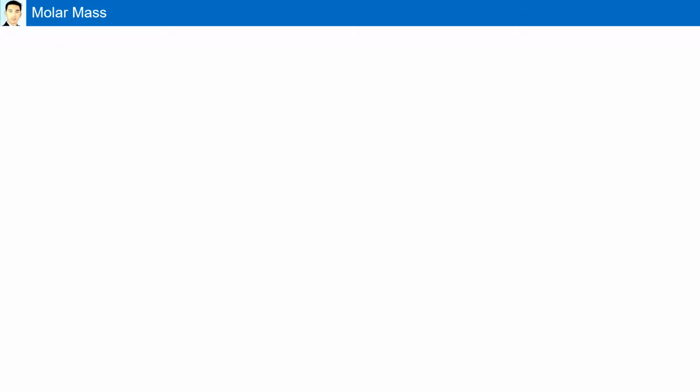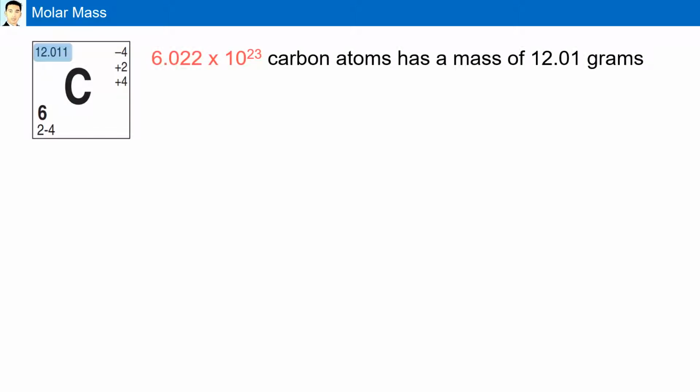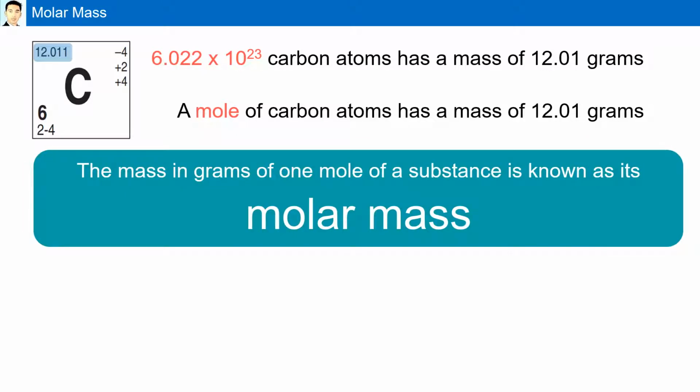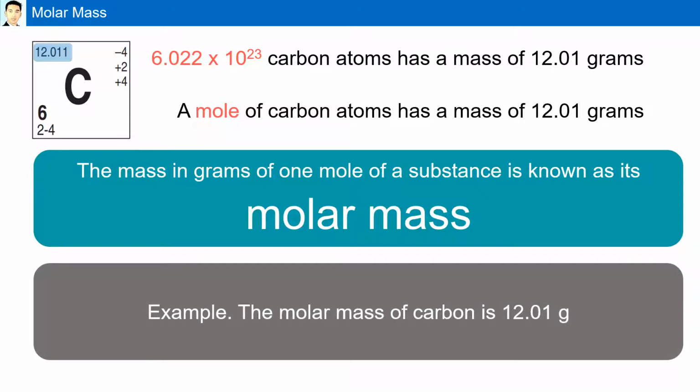Molar mass. Recapping from the last slide, 6.022 times 10 to the 23rd carbon atoms has a mass of 12.01 grams. Or we could say a mole of carbon atoms has a mass of 12.01 grams, because a mole is 6.022 times 10 to the 23rd. By definition, the mass in grams of 1 mole of a substance is known as its molar mass. For example, the molar mass of carbon is 12.01 grams.